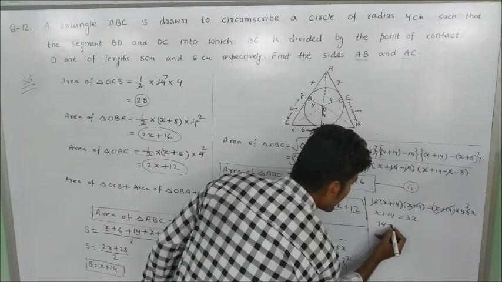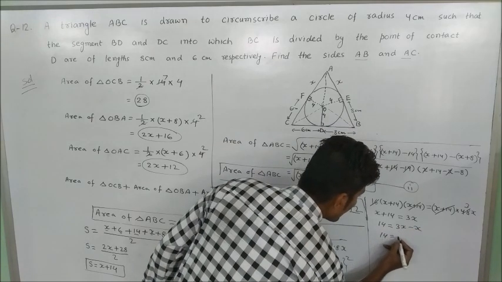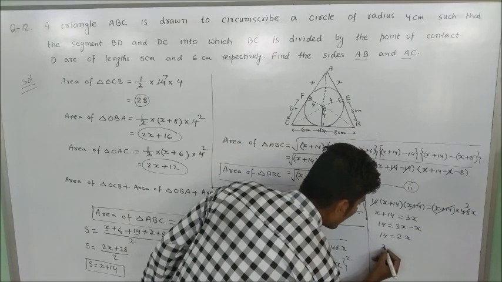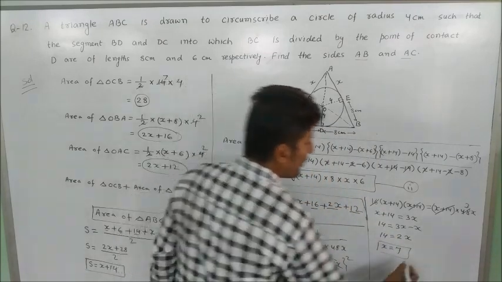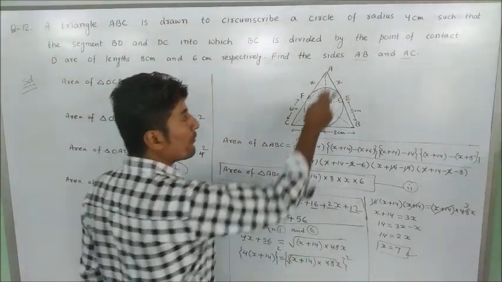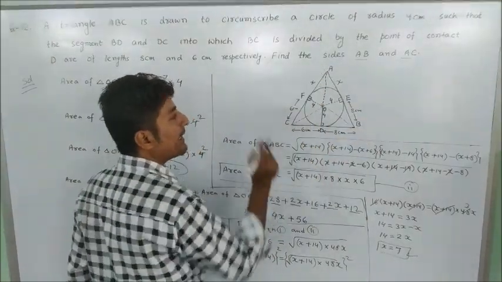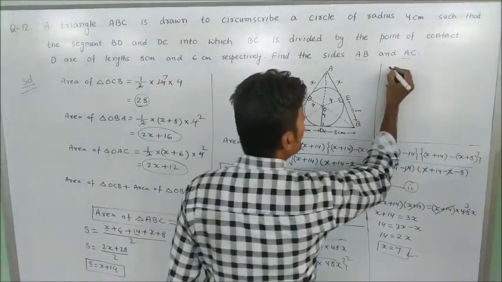Or 14 is equal to 3x minus x. 14 is equal to 2x. Hence, the value of x is equal to 7 centimeters. Now we got the measurement of x, that is equal to 7 centimeters. After that, we have to find the measurement of AB and AC. So let us see how to find the measurement of AB and AC.